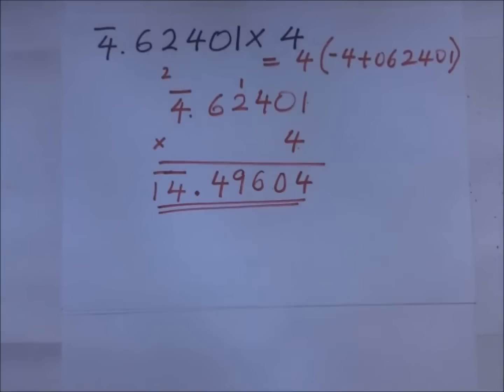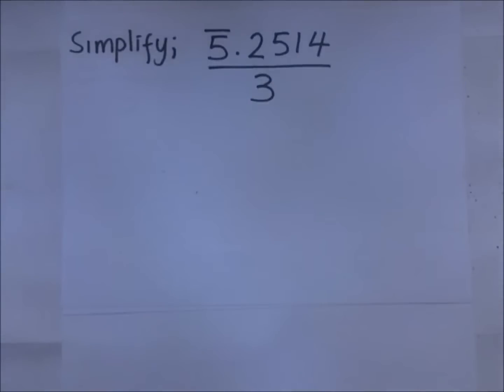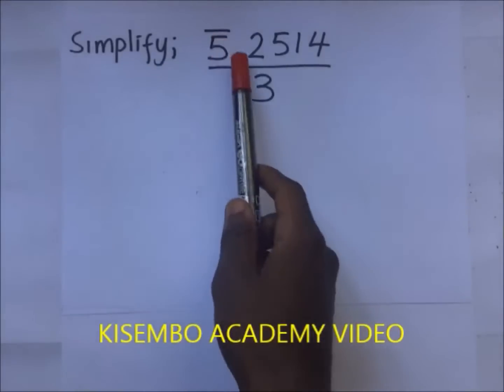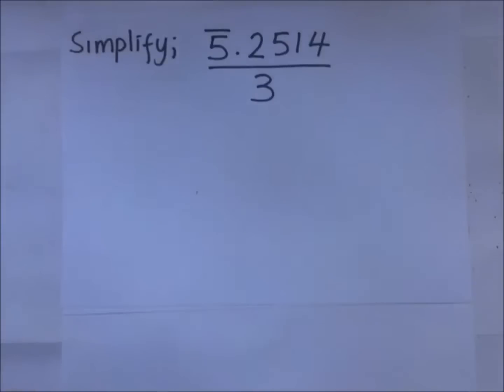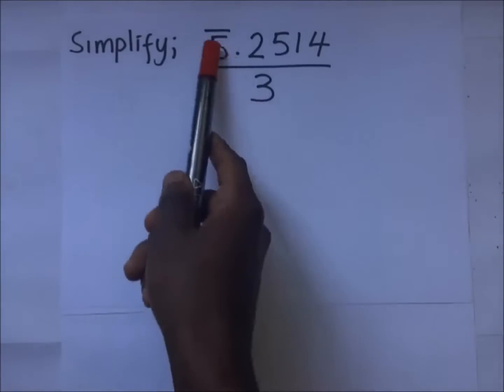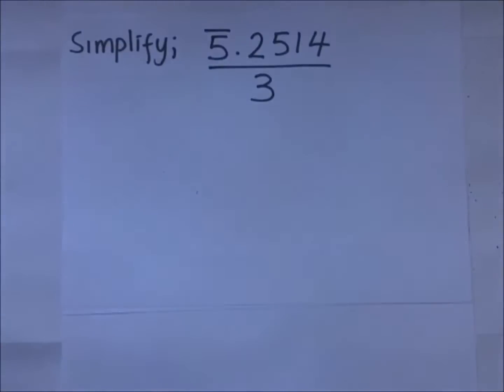Now we are going to look at how we divide logarithms with negative characteristics. We shall do it with an example. We are supposed to divide 5 bar 0.2514 divided by 3. Now when the characteristic is positive, first of all, division will always be carried out in the usual way. This is the characteristic we are talking about, and this is the mantissa. So when the characteristic is positive, division is in the usual way.